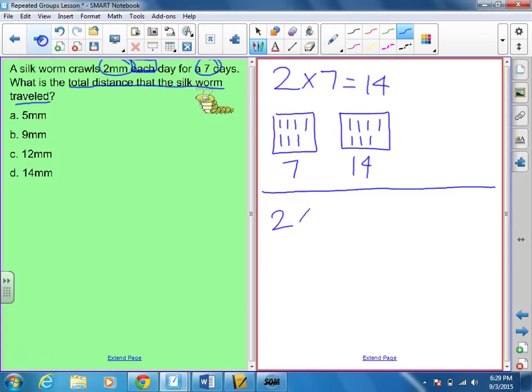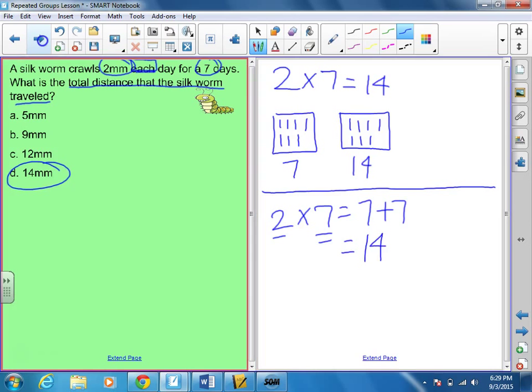In repeated addition, 2 times 7, the first factor tells you how many times you're going to add the second factor. 7 plus 7, which equals 14. So here, the answer is D.